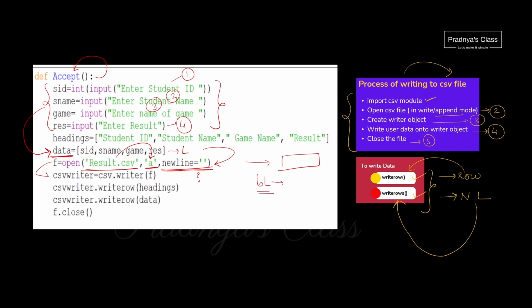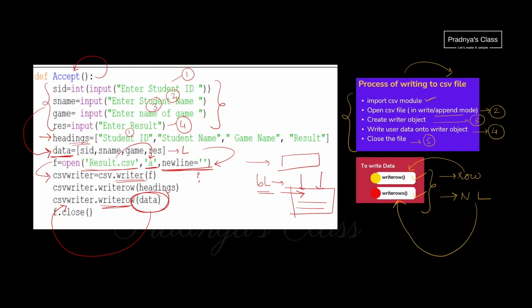The next important task is to create writer object. Now using write row function, we are providing that list to the writer object. Along with the record, we need to write the heading too. For that, we have created one more list. The name of the list is headings. According to the fields, we need to mention the headings.